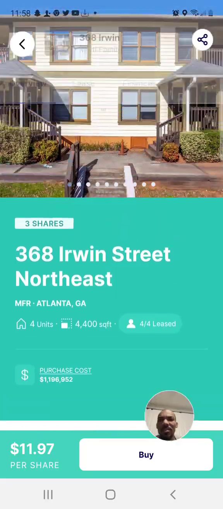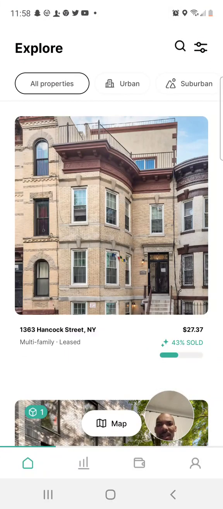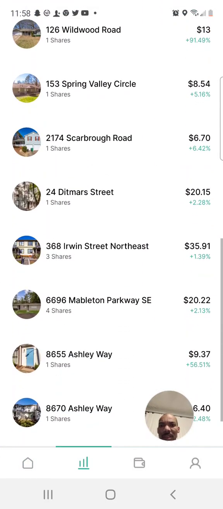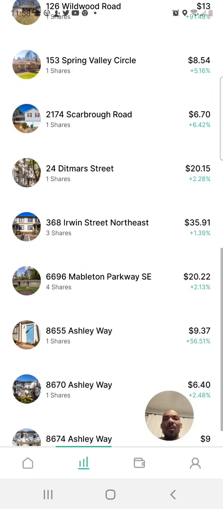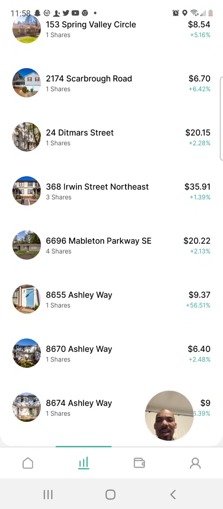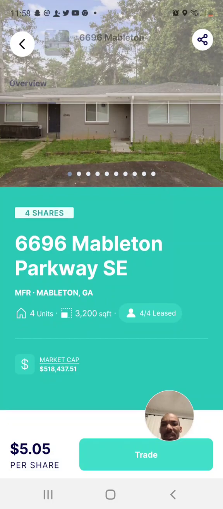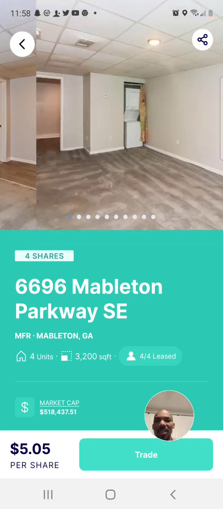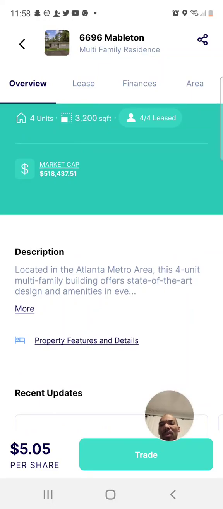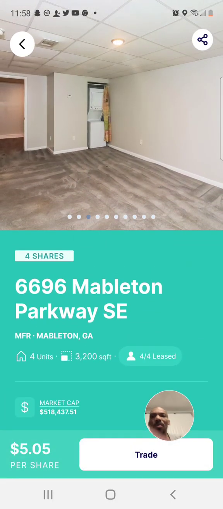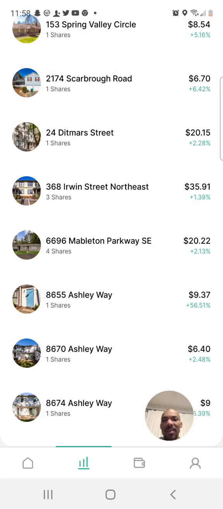Sometimes this app can get a little glitchy. So that one was up, the 4 units, 1.39%. This one, I have 4 shares of. It looks like 4 units as well. Yeah, this is a multi-family one, as you can see there. That one was up 2.13%.